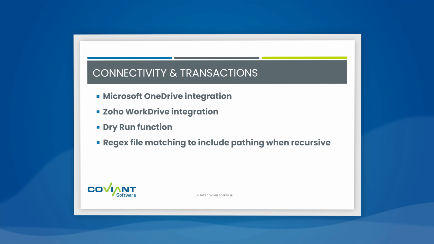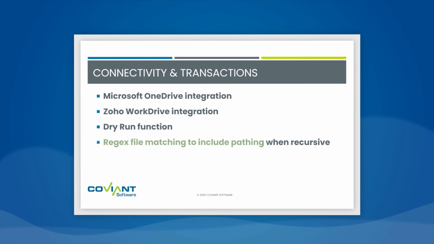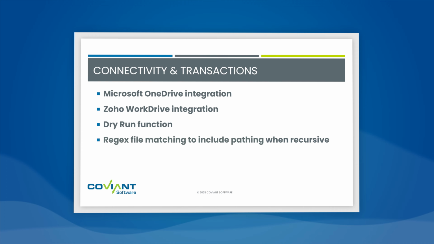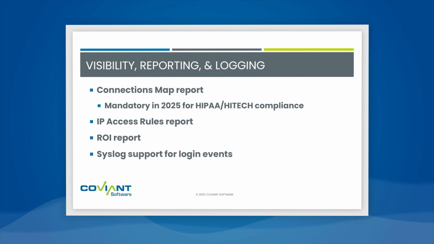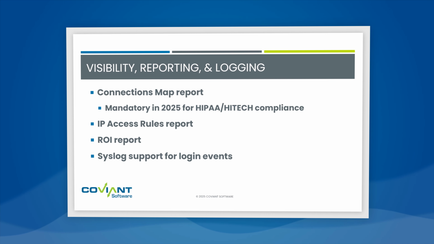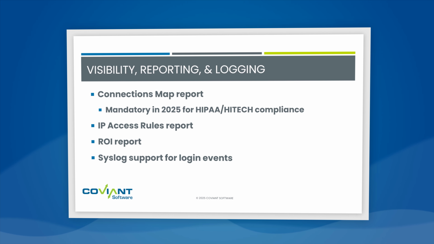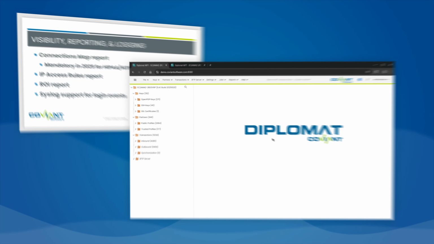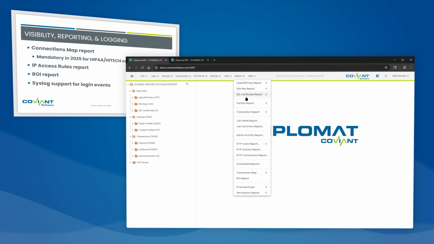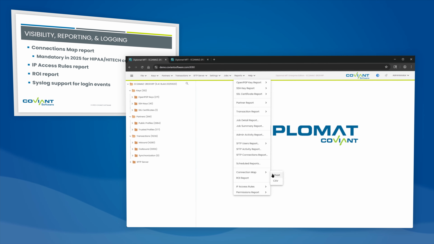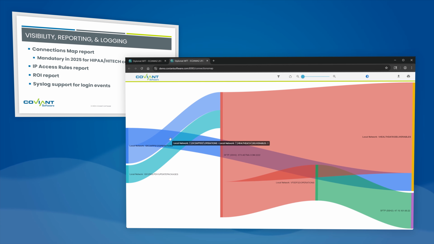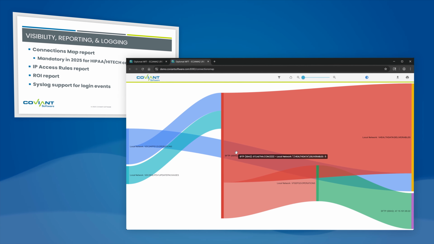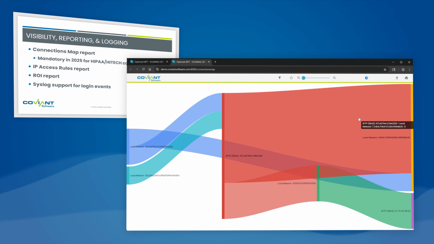We have also expanded regex source file matching to apply to the pathing of files in addition to the file name, making that function even more powerful. With all these new capabilities comes the need for even greater visibility, reporting, and logging options. A new connections map report enables you to visualize where data is coming from and going to. It's already a good idea on its own for everyone to gauge the scale of their most significant endpoints, but now it's mandatory for HIPAA high-tech compliance.